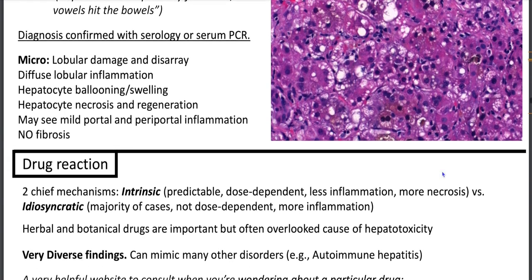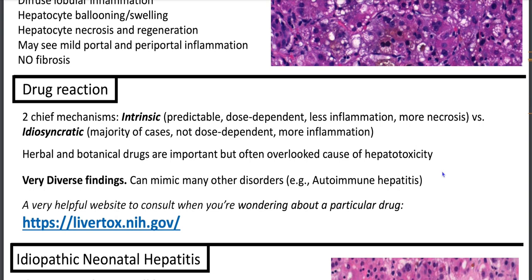but you shouldn't see fibrosis because this is acute. Drug reaction. There are two chief mechanisms: intrinsic, which is dose-dependent, predictable, less inflammation, more necrosis, versus idiosyncratic, which is the majority of cases. It's not dose-dependent, more inflammation.